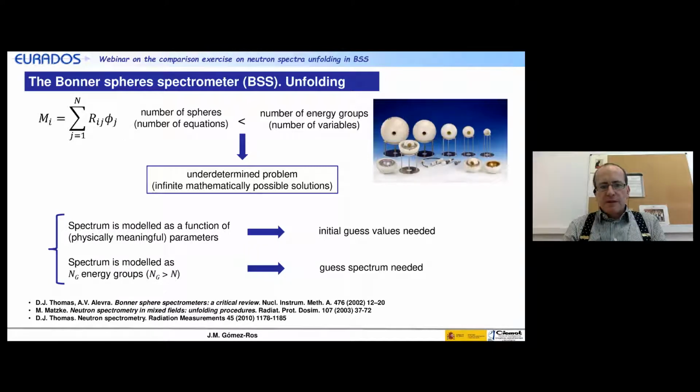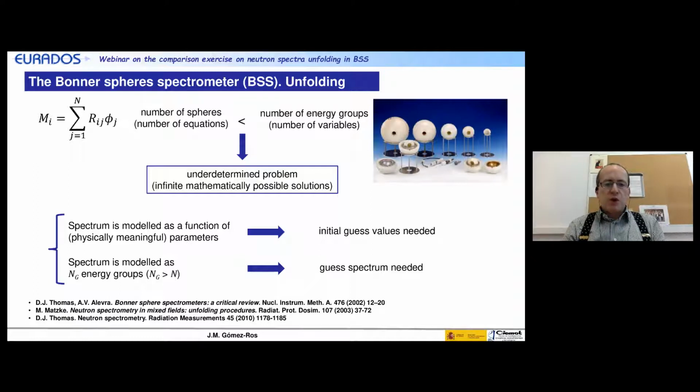So the only way to deal with this problem depends on the approach we are using for the unfolding. When the spectrum is modeled as a function of physical parameters, we can refer to it as a parametric approach. It is necessary to provide the unfolding process with initial guess values, and this initial guess needs to be close to the actual values, because otherwise the solution will converge to incorrect values. When the spectrum is modeled as several energy groups, a guess spectrum is necessary.